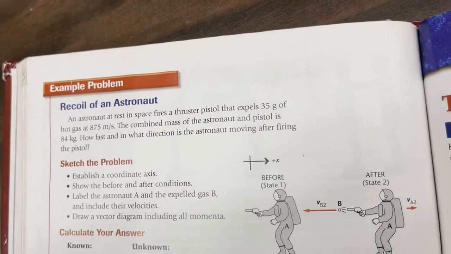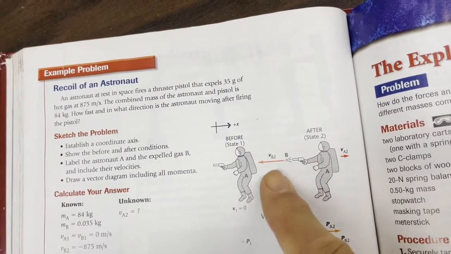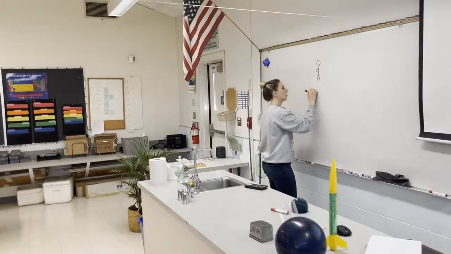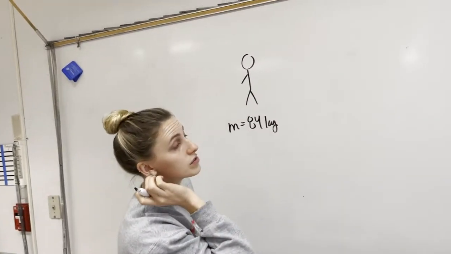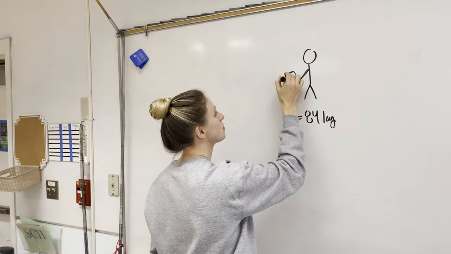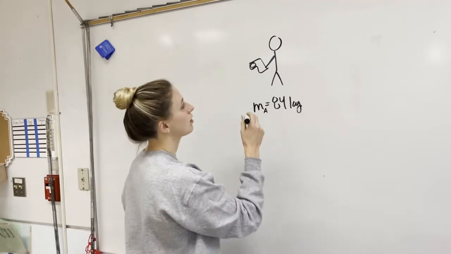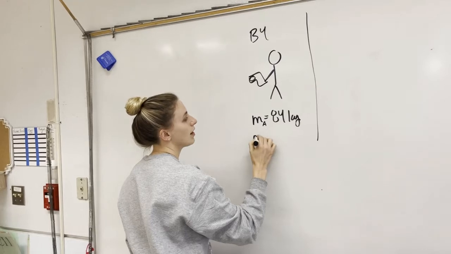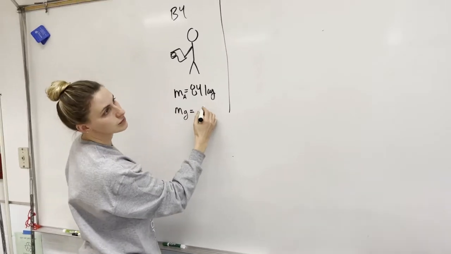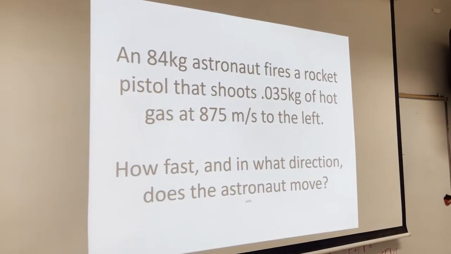Oh, this is in the book. It is. See, an astronaut has got a rocket gun. He's just sitting there. His velocity is 0. Afterwards, the fire shoots out of the rocket gun in that direction. The astronaut goes the other direction. Okay. So an 84-kilogram astronaut fires a rocket pistol that shoots. There it is. This is the mass of the astronaut. Yeah. Well, that's before. That's where everything's just sitting there. And then the mass of the gas. Is it 875? 875 meters per second. Oh, meters per second, sorry. That's not mass. See, it's 0.035 kilograms of hot gas.